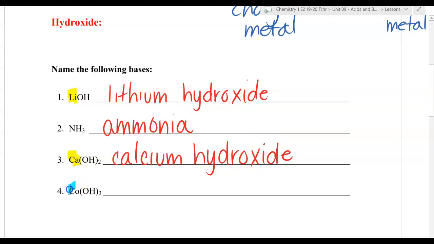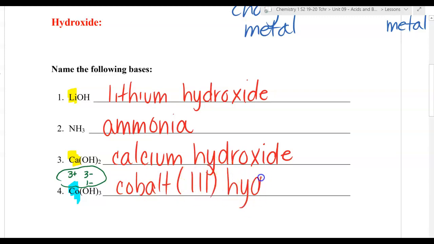Now, this metal, cobalt, that's not in the S block. It's in the D block. So when we write it, we have to give the charge on the cobalt. Well, let's see. If OH is a 1 minus and I've got 3, then I've got a 3 minus total. Remember, this is our think box. Well, it's all balanced, so I need a 3 plus from cobalt. And since there's only one cobalt, that has to be the charge on cobalt. So cobalt 3 hydroxide. You do need to know your Roman numerals.